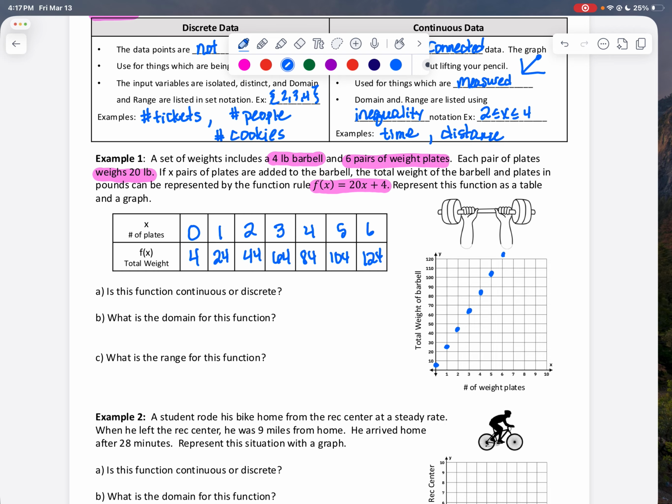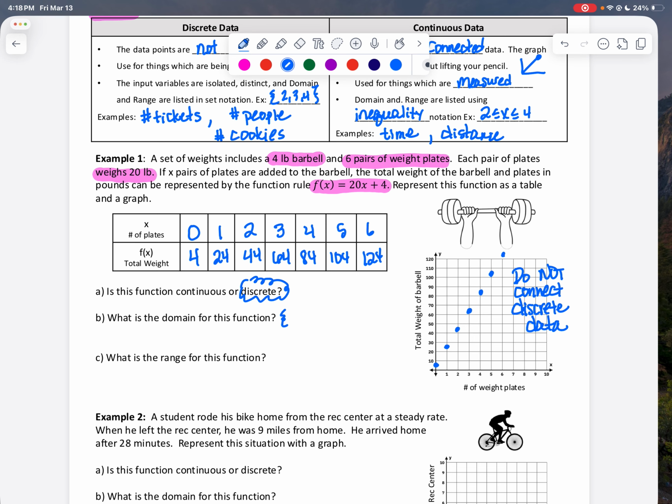Now, let's talk about whether we should connect those dots. Because our pairs of plates are being counted, you can't put on 2.5 pairs of plates. You put on 0 plates, 1 pair, 2 pair, 3 pair, 4 pair. That means this data is discrete, which means it's not connected. So do not connect discrete data points.